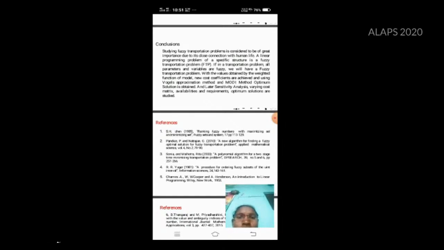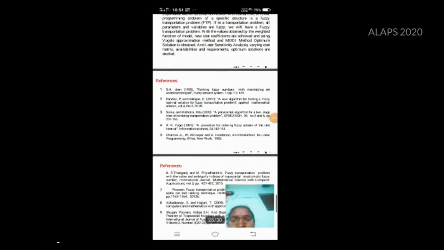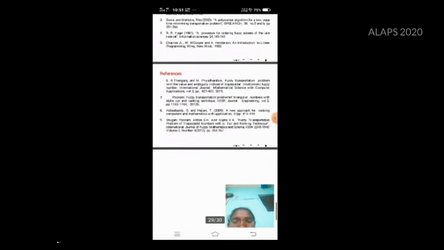New cost coefficients are achieved, and using Ogle's approximation method and MODI method, the optimum solution is obtained. And later, sensitivity analysis varying the cost matrix, availabilities and requirements, the optimum solutions are studied. These are the references. There are 9 references.